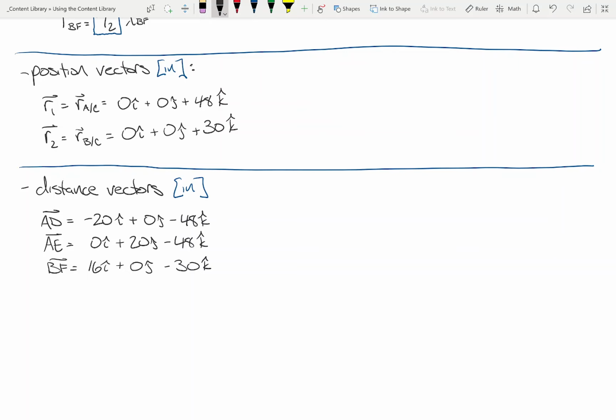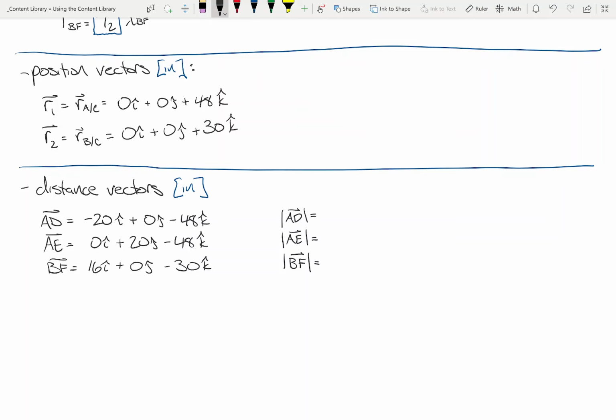Okay. All right. So while we're at it, let's go ahead and put some magnitudes out here. AB or AD? Why do I keep wanting to say AB? I'm in this AB mode. AD, AE, and BF.